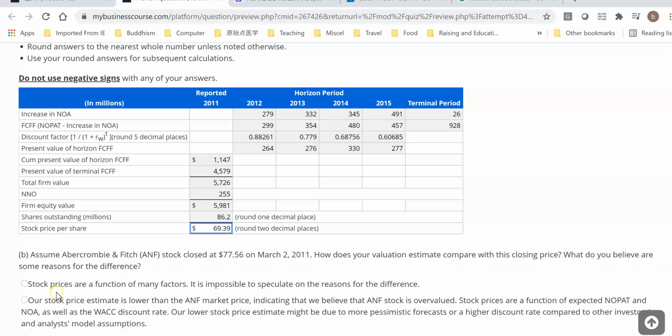First choice, stock prices are a function of many factors. This is true. It is impossible to speculate on the reasons for the difference. So this sentence is not true because even though stock price depends on many factors, given that our estimate is lower than the actual price, and given that we know where our estimate comes from, we can still do some analysis for what the reasons are, what the driving factors are for the discrepancy, right?